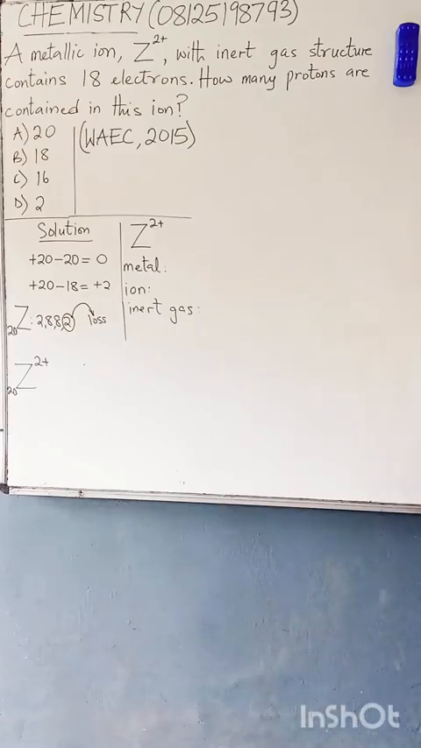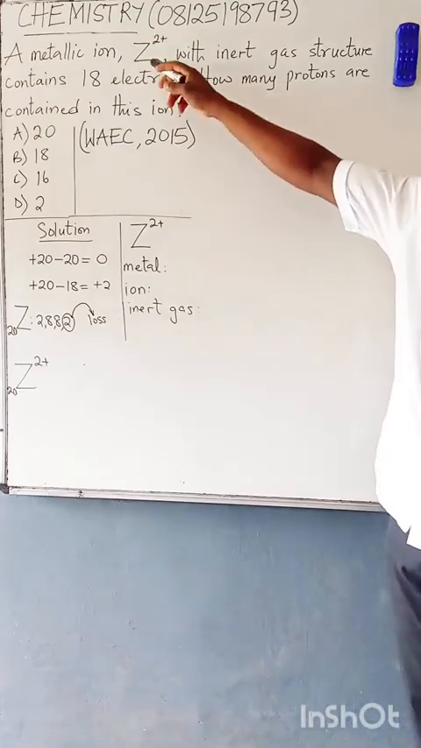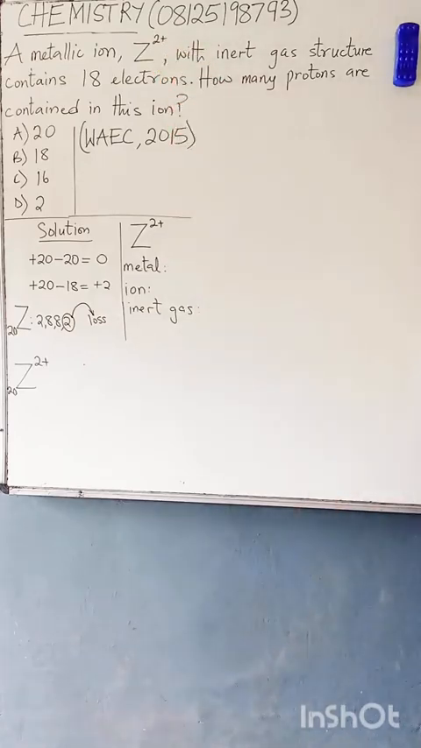A metallic ion represented as Z2+, with inert gas structure, contains 18 electrons. How many protons are contained in this ion? Some options are given and you are expected to pick the correct option.